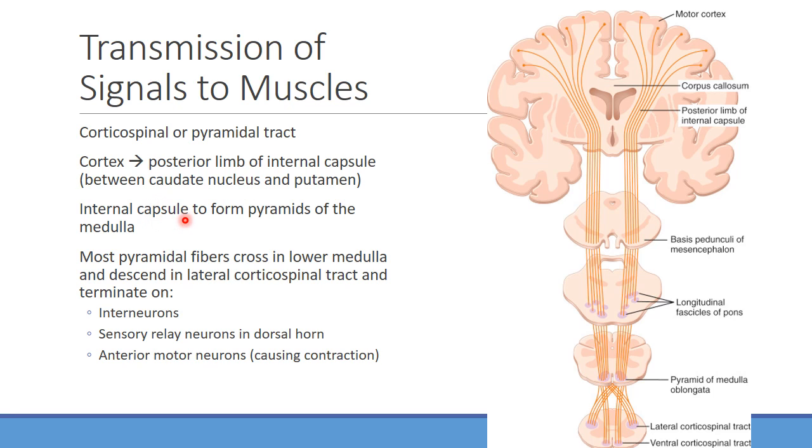Anyway, the internal capsule is going to go down to form the pyramids in the medulla, and then we're going to find the crossover here, and they're going to form that lateral corticospinal tract, and there they can primarily terminate on the interneurons. It's the primary place we're going to connect up with. They may relay with some of the sensory neurons within the dorsal horn, or rarely they can cause direct contraction of the anterior motor neurons, or direct activation and then cause muscle contraction. Okay, but primarily the interneurons is the main thing that's going to get innervated there.